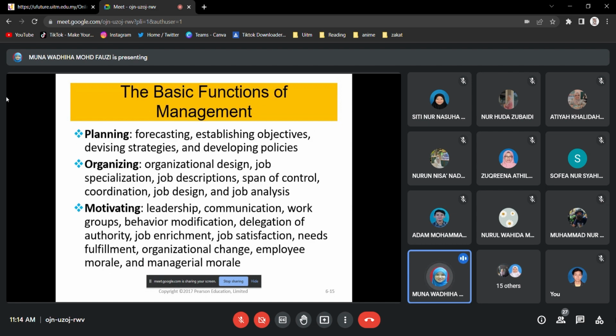So what is planning? Planning is how the organization sets goals and how they are going to define the action. So that's the simple activity when we talk about planning. We set goals and decide how we are going to define the activities. It may involve forecasting, establishing objectives, devising strategies, and developing policies.